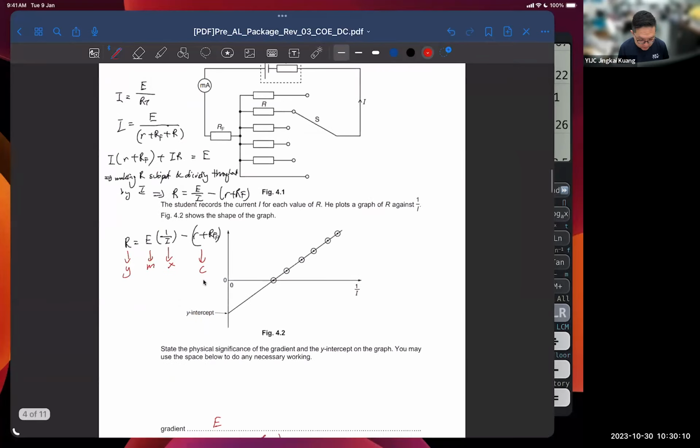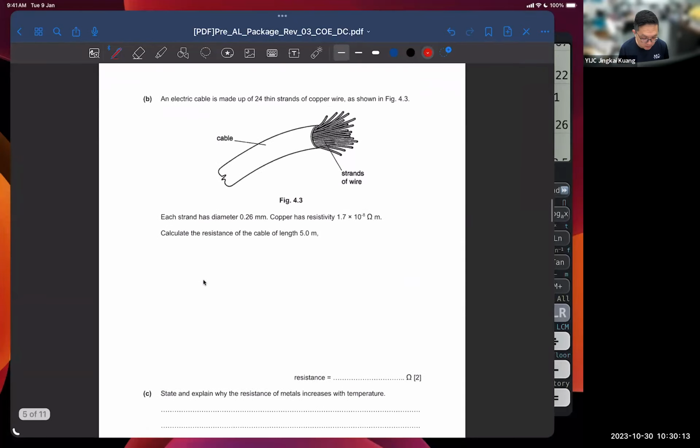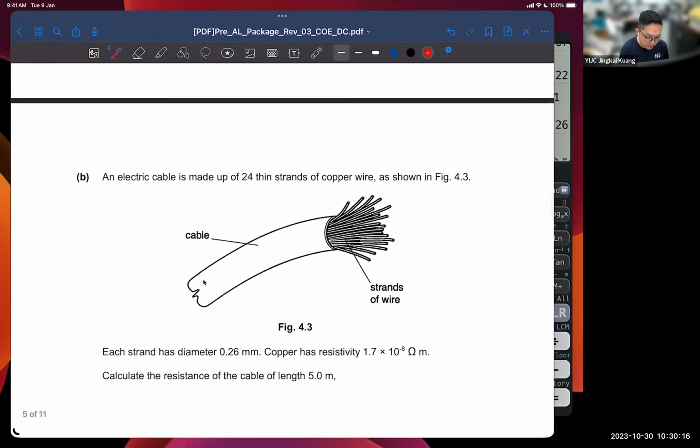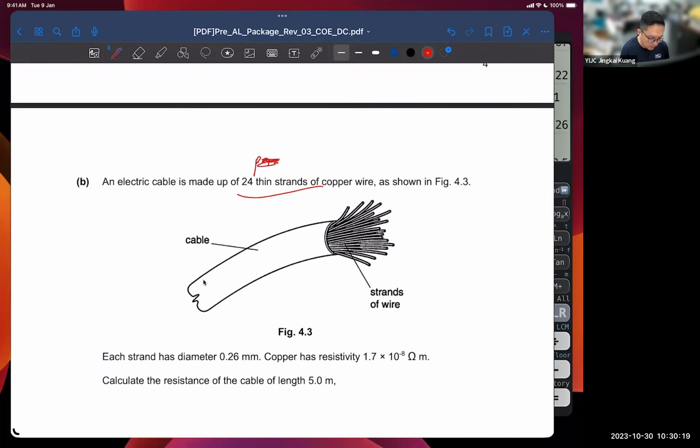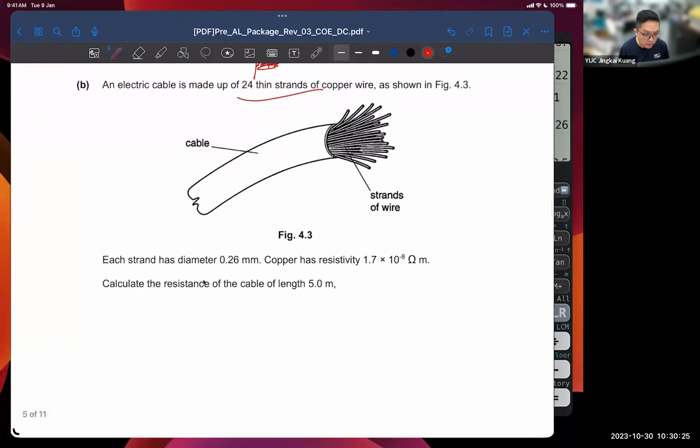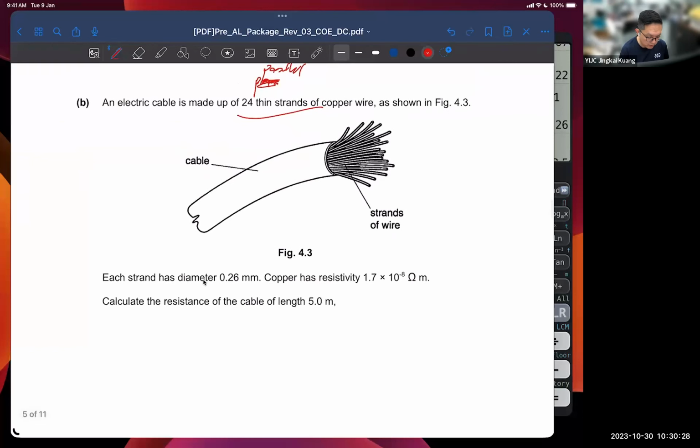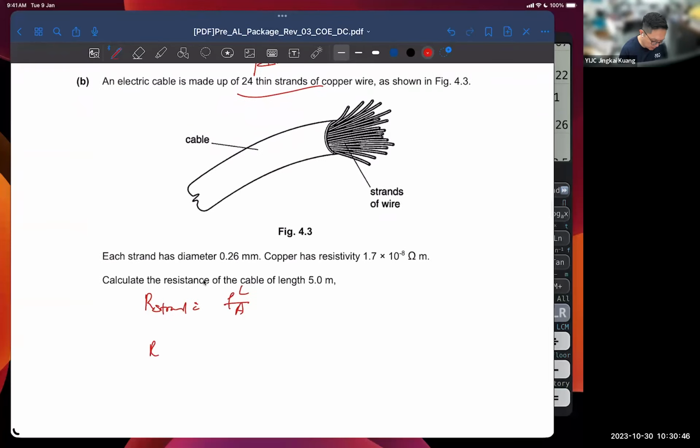Okay, 4A okay. Okay, 4B I skip. 4B: 24 thin strands of cable. Just know that this is in parallel. So basically this is 24 cables in parallel. We work out R strand first. R strand is equal to rho L over A, right? Then R cable is equal to R strand over 24.